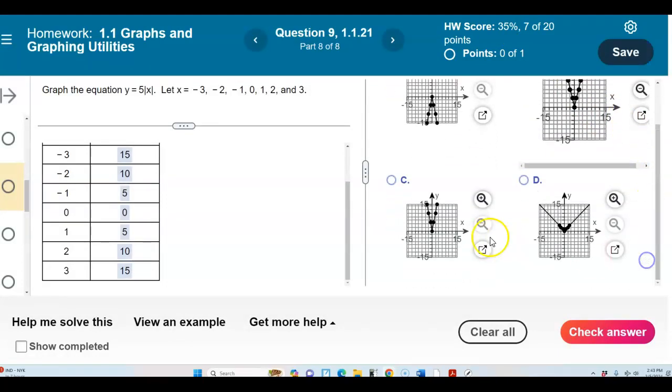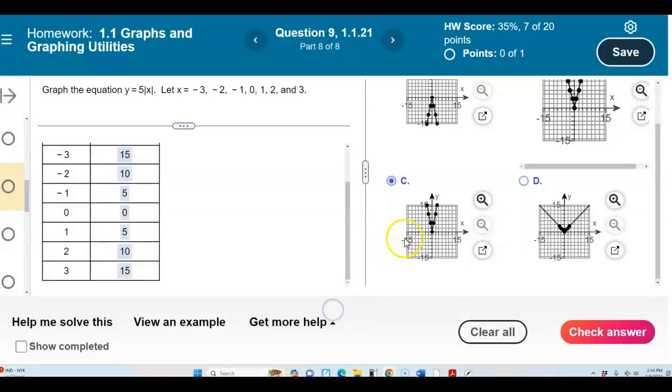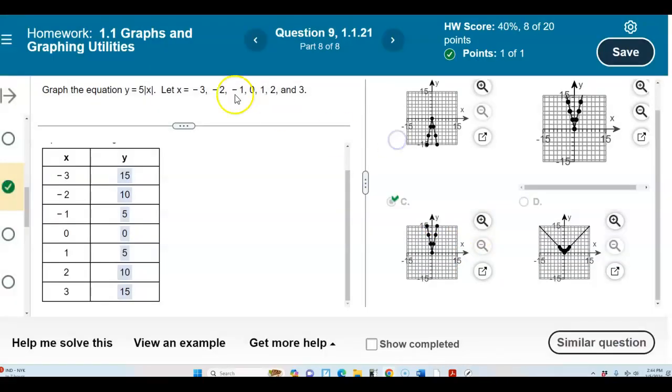So let's take a look at C. So if we take a look at C, we got 0, 0. We go to the right 1, 1, 2, 3, 4, 5. Over to your left 1, 1, 2, 3, 4, 5. Okay, then we're going to go over 2, and then we should go up 10. We go to the left 2, and then up 10. We go to the right 3, up 15. To the left 3, up 15. So it looks like it's going to be C. Let's check our answer, and there is our result.